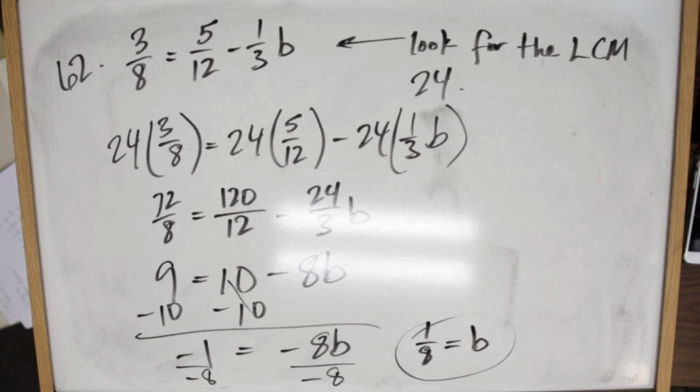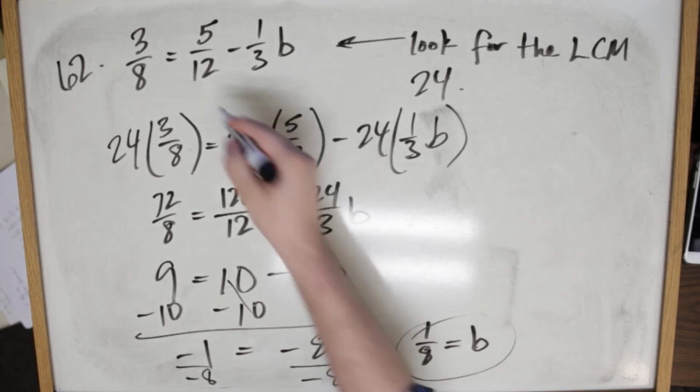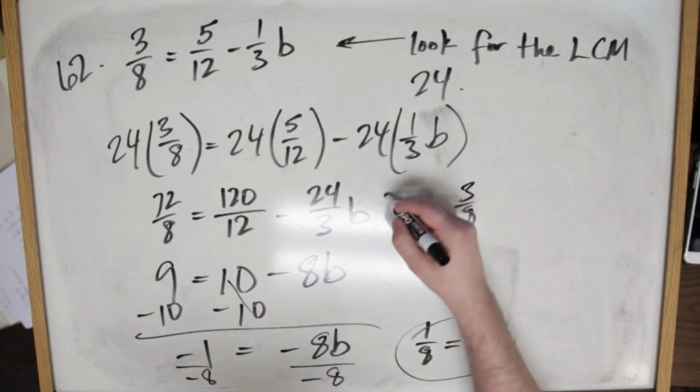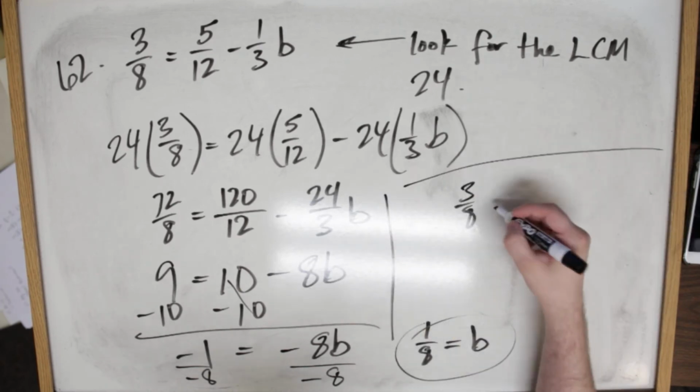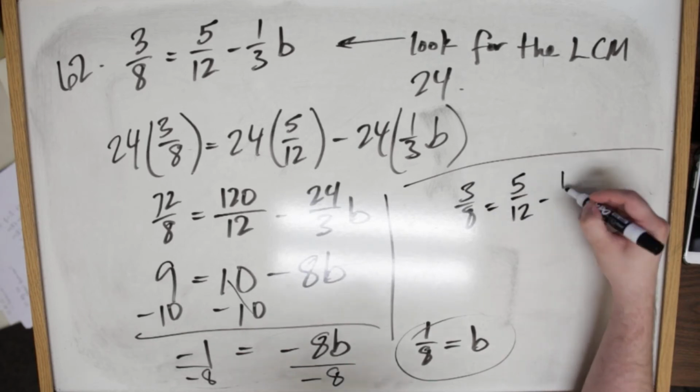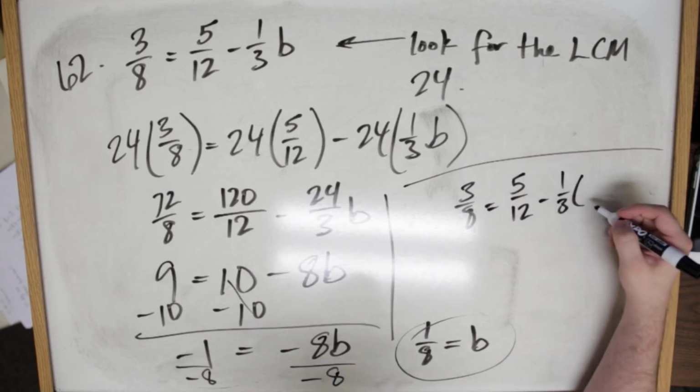And to do the check, we could do that. Here's what I'm going to suggest doing. Well, let's just do the first. Yeah, I'll show you how to do this. So let's do 3/8. This is the check here. 3/8 is equal to 5 over 12 minus 1/3 times 1/8.